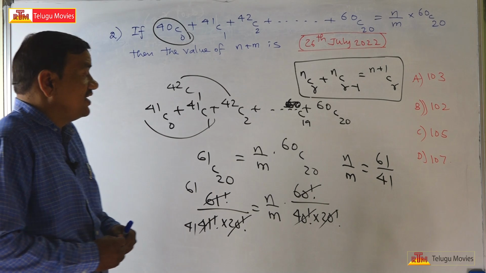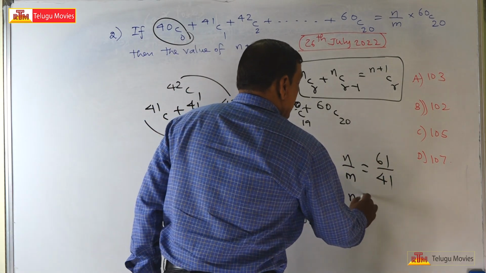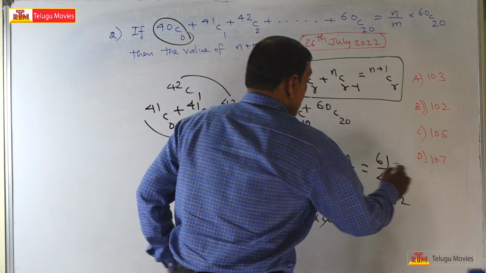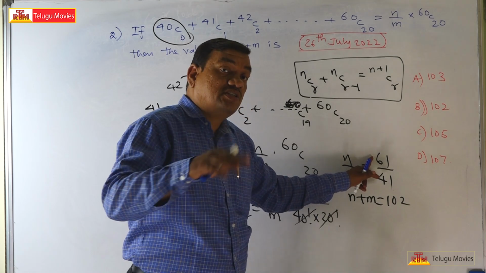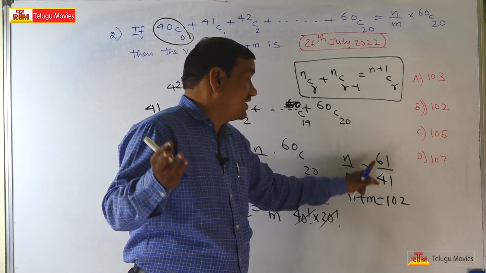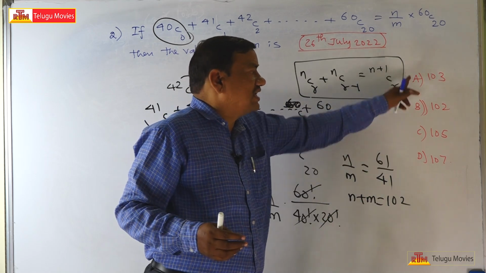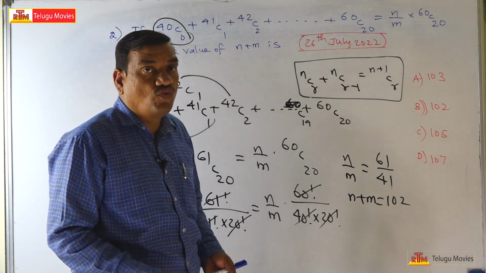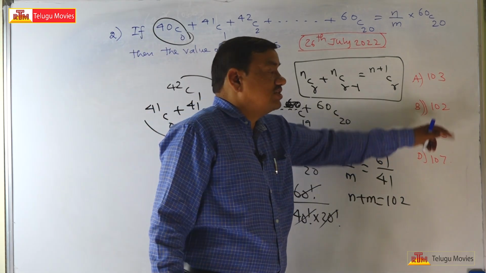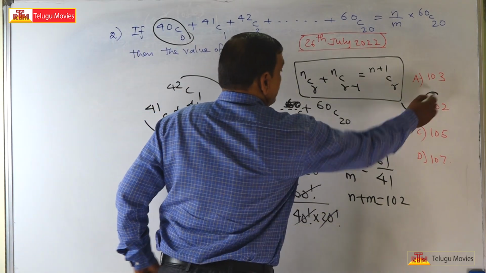So actually speaking, you can take n equal to 61, m equal to 41, so n plus m is equal to 102. You may ask a doubt: sir, how can it be equal? N value is 61 with some constant, 61k, and m value is 41k. But here the answers are given without k. Actually you would get 102k, but let us take k equal to 1. Therefore, n plus m is equal to 102. So, very easy problem. Option B is the right answer.